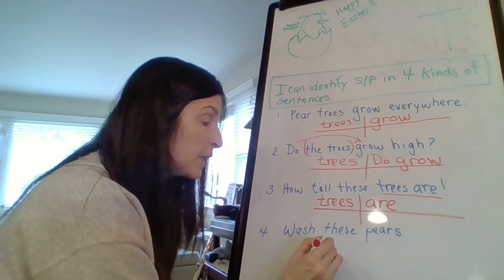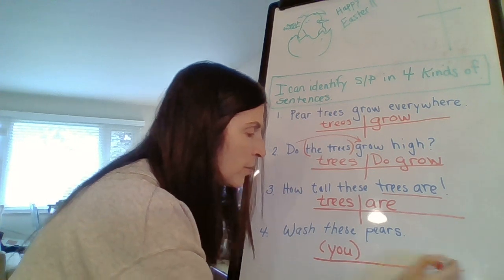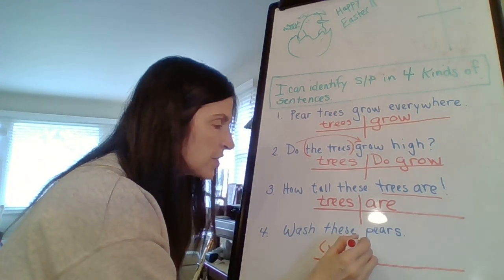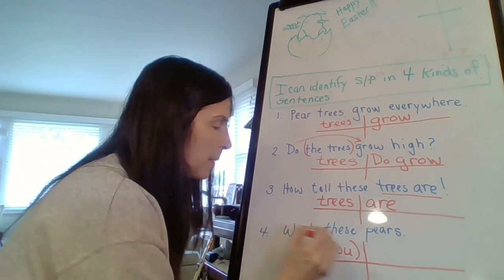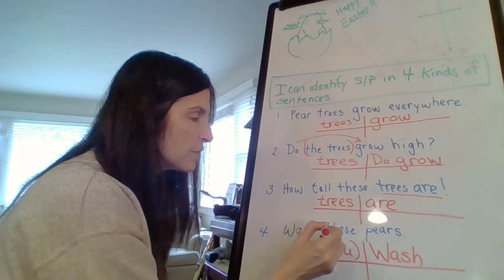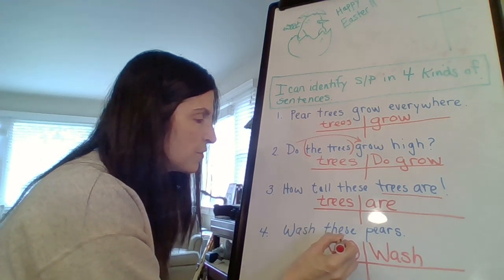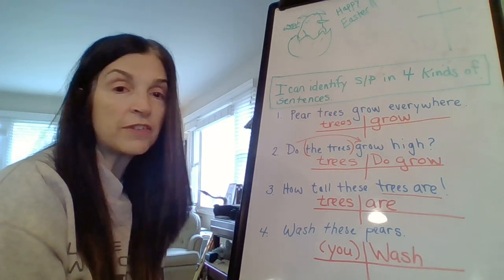So because it's not written in there, you have to draw the parentheses. So here you go. You are being asked to wash these pears or requested. And that's a capital W, so this has to be a capital W. You is who's being requested to do this, and what are they requested to do? Wash. And that completes the 4 different types.